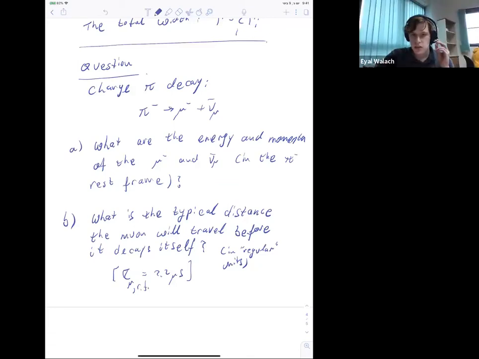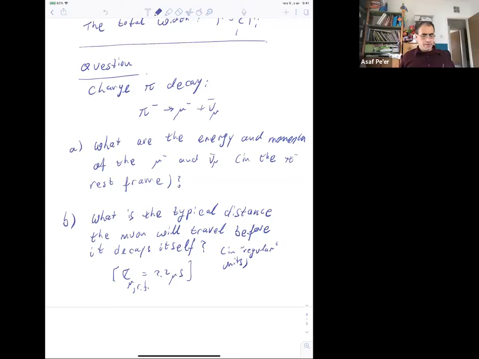The distance in the pi's frame of reference? Yeah. It's a very relevant question. You're producing pions in the lab. It's actually quite easy to produce them. Many cosmic rays use them. They're the leading mesons that are being produced.